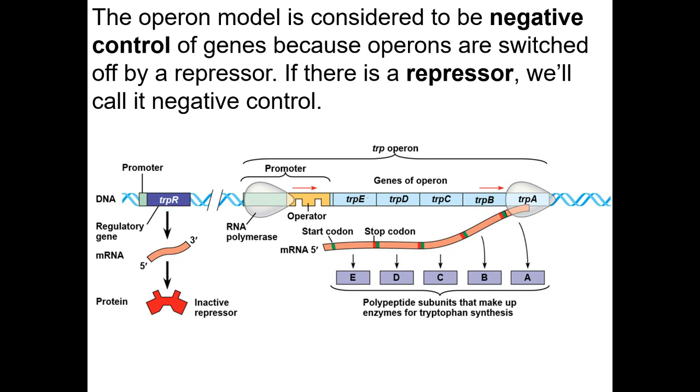We're going to call it negative gene control anytime you have a repressor. Whether that repressor is made in an active form or an inactive form, if you are talking about a repressor, we're going to call that negative gene control. In anabolic operons like this one, where you're making something, usually the repressor is made in an inactive form, meaning you're always transcribing these genes, you're always making these enzymes, and you're always producing your product. You're always making tryptophan. But if you have a lot of tryptophan around, it's going to make this inactive repressor active, and it'll bind on here to the operator.